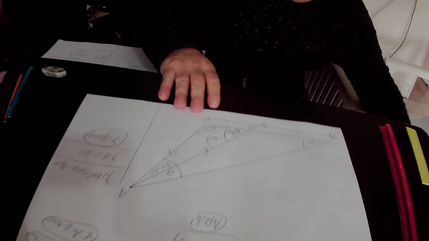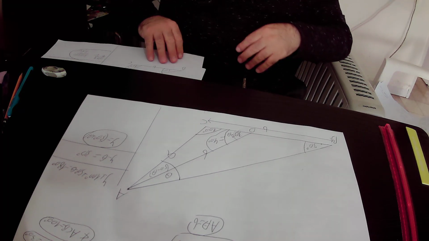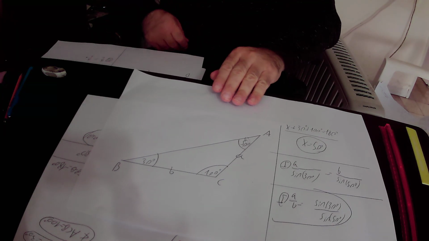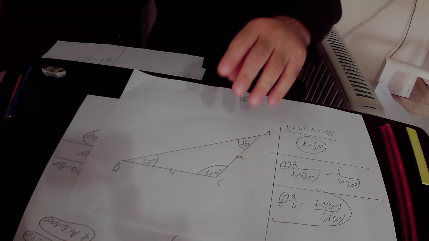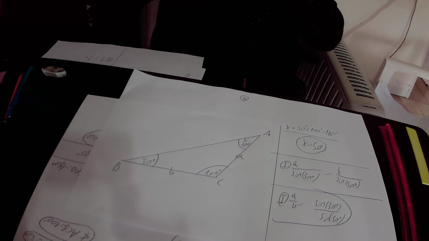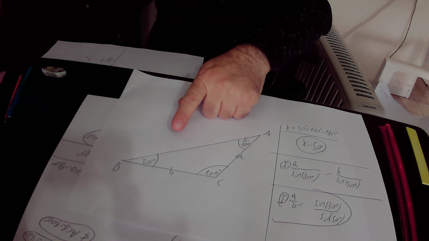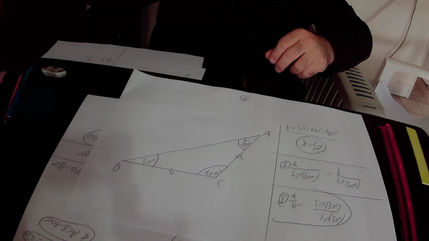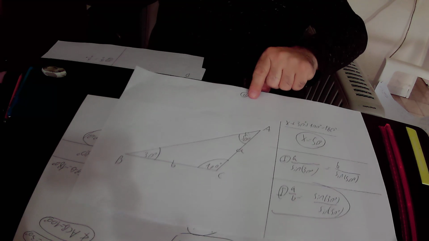So I copied this triangle ABC in a new page. This is triangle ABC from the original drawing. This angle equals 30 degrees. This angle equals 100 degrees. It is given in the question. So this is the missing angle.